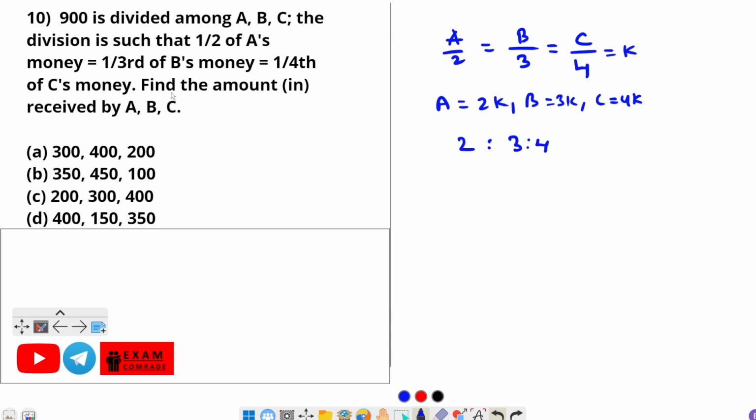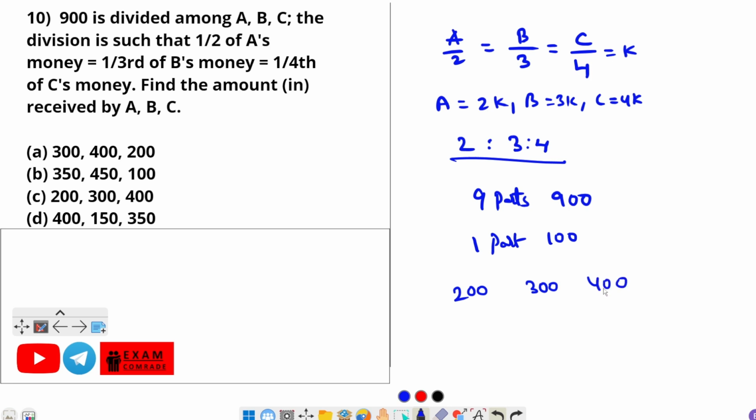Very simple question. $900 is the sum of these three parts, 2 plus 3 plus 4, that is 5 plus 4, 9 parts, which is given as 900. So each part is equal to 100. We need to find 2 parts, 3 parts, 4 parts, that is 200, 300, 400, right?